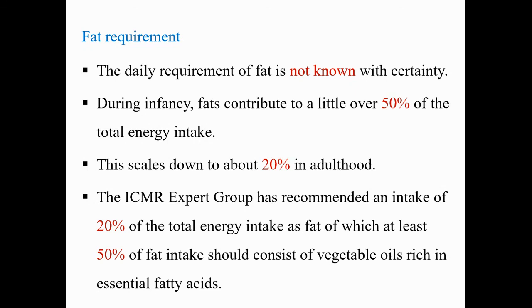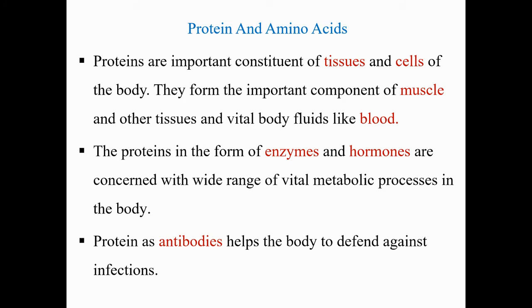Clear? So the ICMR expert team has recommended 20 percent of total energy intake as fat, of which at least 50 percent of fat intake should consist of what? Vegetable oils. Because vegetable oils are rich in essential fatty acids, which include linolenic acid, linoleic acid, and arachidonic acid. Okay, so proteins and amino acids. Proteins are important constituents of tissues and cells of the body. We have discussed proteins and amino acids in chemistry, so we will just have a touch of it.